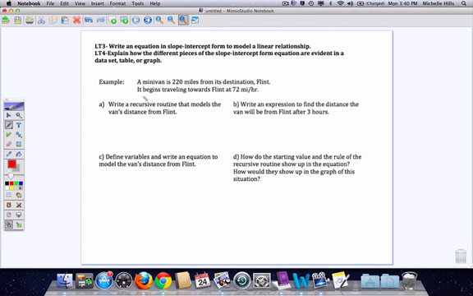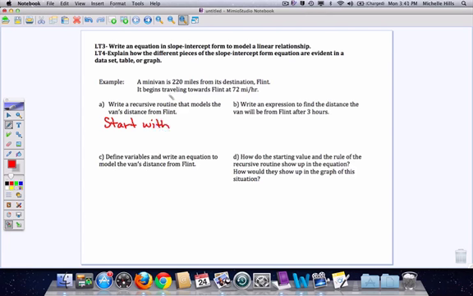So, it says a minivan is 220 miles from its destination in Flint. It begins traveling towards Flint at 72 miles per hour. Write a recursive routine that models the van's distance from Flint. Every single time you write a recursive routine in this class, without fail, your recursive routine is always the words start with and then go find your starting value.